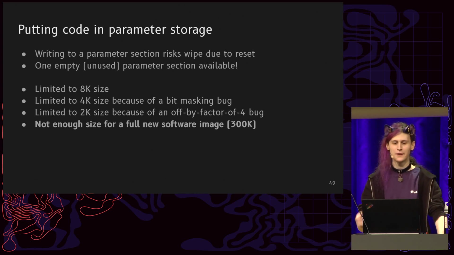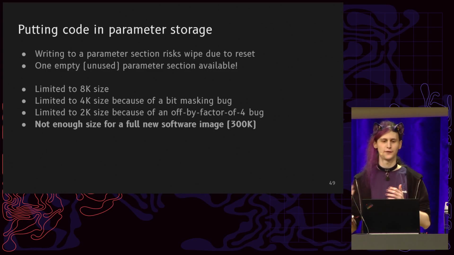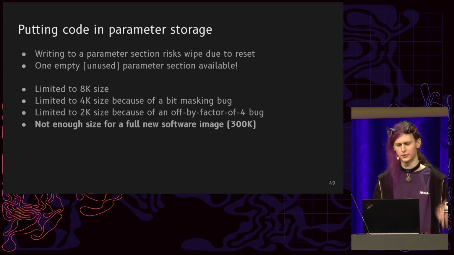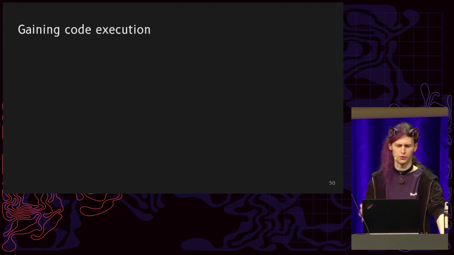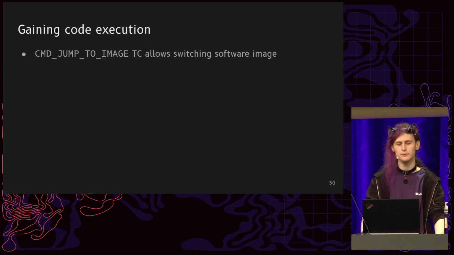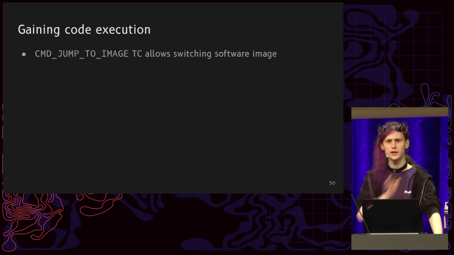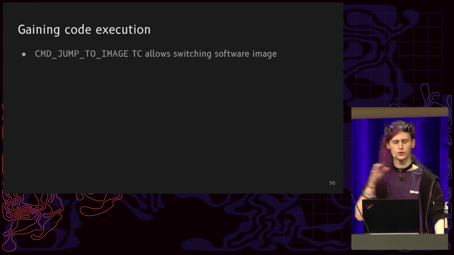So we're going to have to somehow leave the existing onboard software running and sort of enhance it. So how are we going to do that? Well, the first thing we're going to need is to gain execution of our code. That turns out to be the easy part, because there's this telecommand, jump to image, which is intended to switch between those 3 different software images in the early part of Flash. But you can totally use that to go to anywhere else.